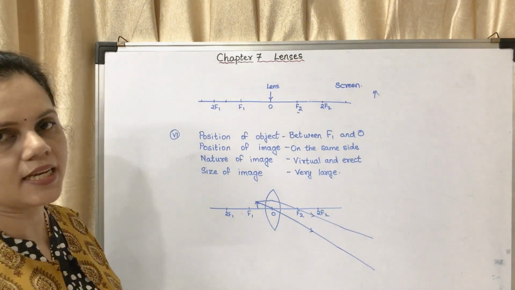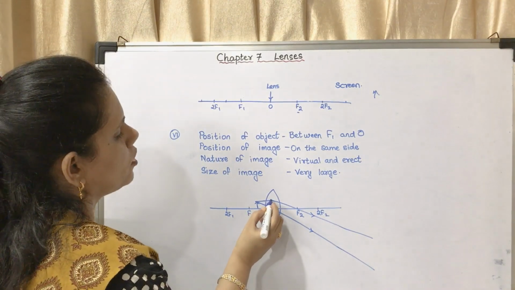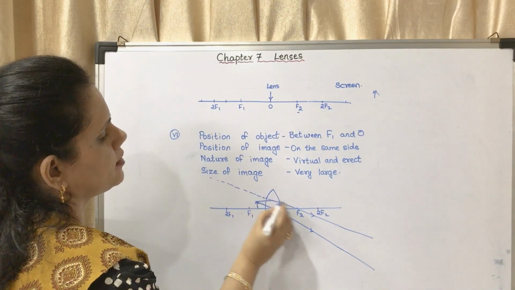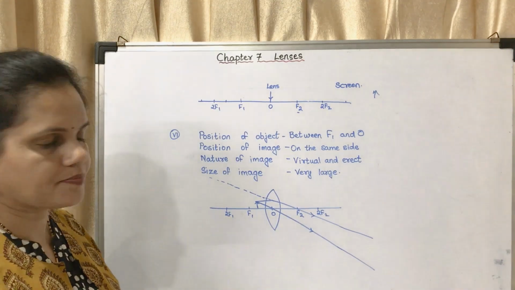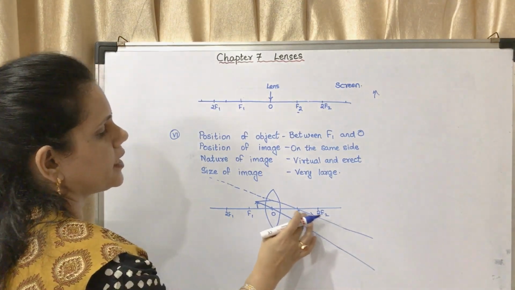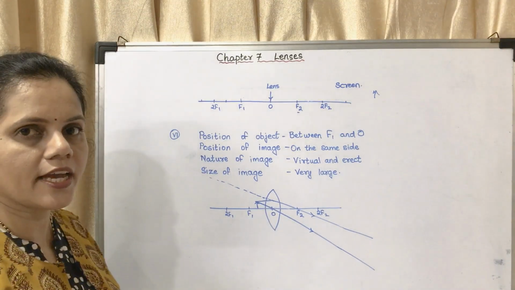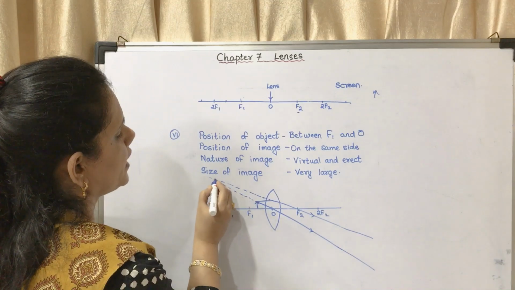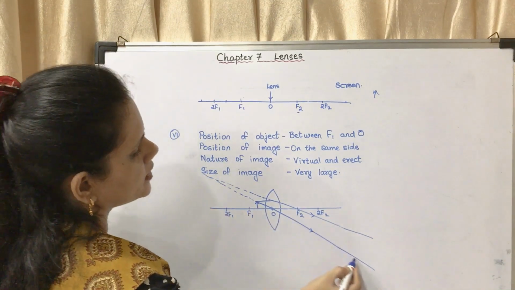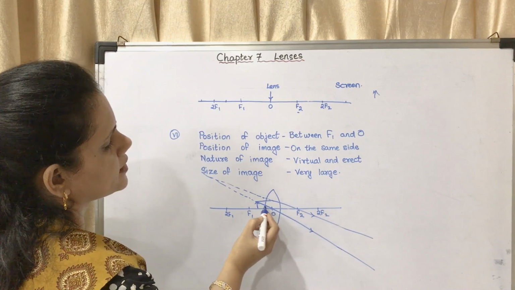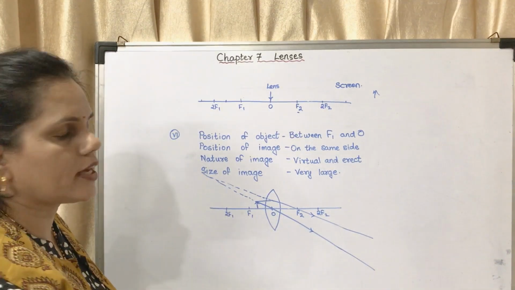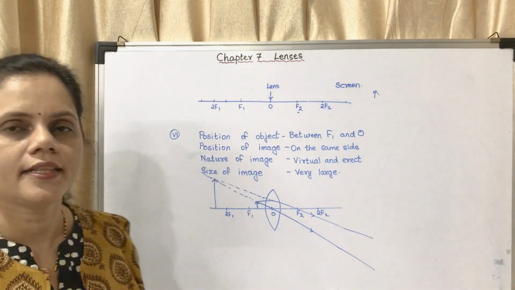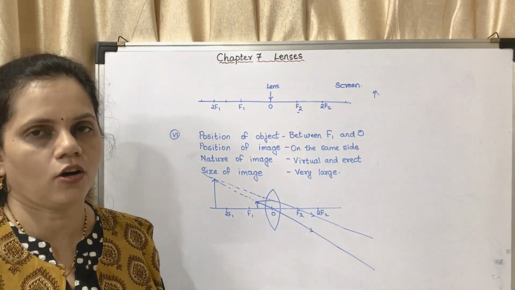They won't meet anywhere. Okay, now what you have to draw, you have to extend this line backwards. It should be a straight line. This line also you have to extend it backwards, straight like this. Okay, they will meet at some point. That point will be the image of the object.